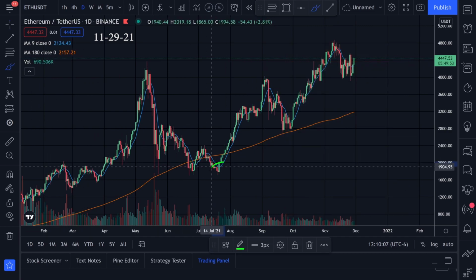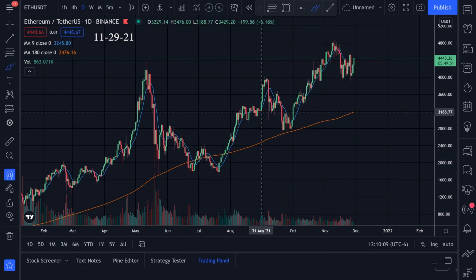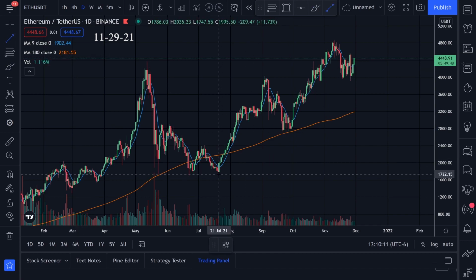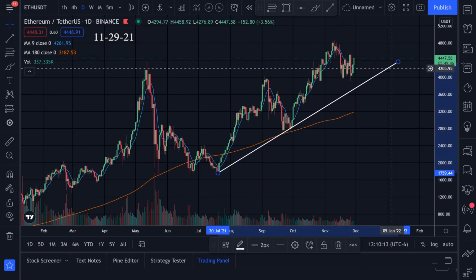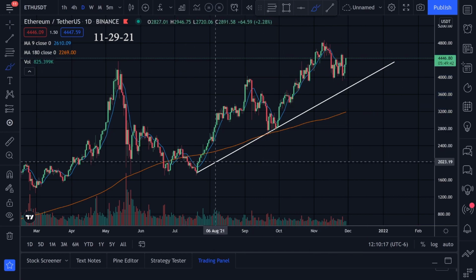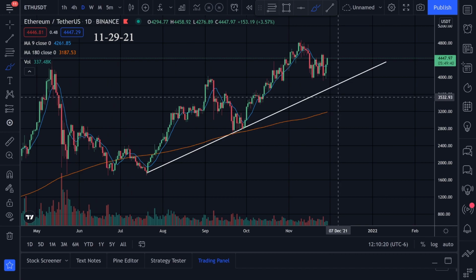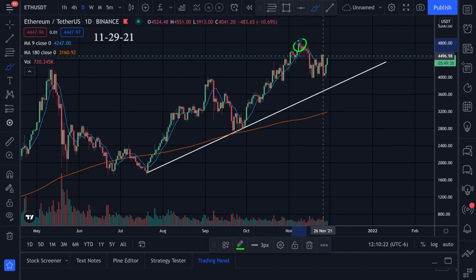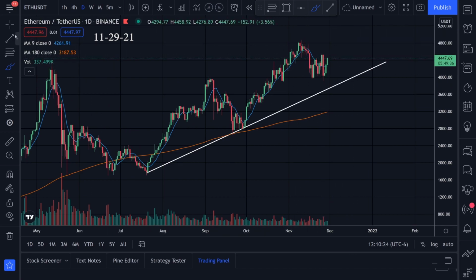So we have this support right here and this support right here. Let's do an uptrend going to the upside like this. I think until we break this trend line going to the downside, then we're in a big uptrend. And then the other thing I'm watching pretty much is we have this resistance right here and resistance right here. Let's do a downtrend like this.